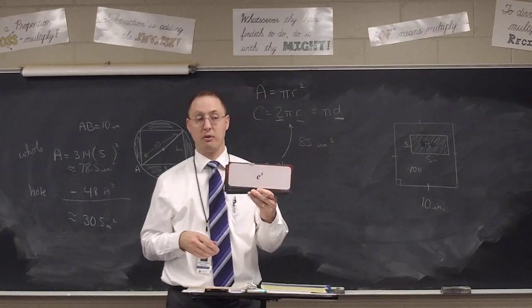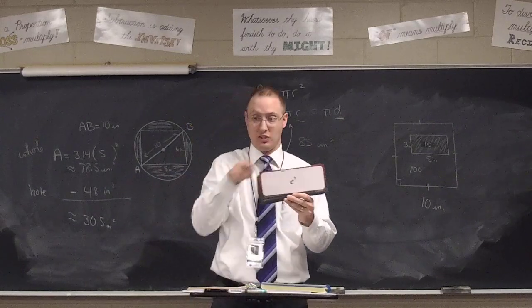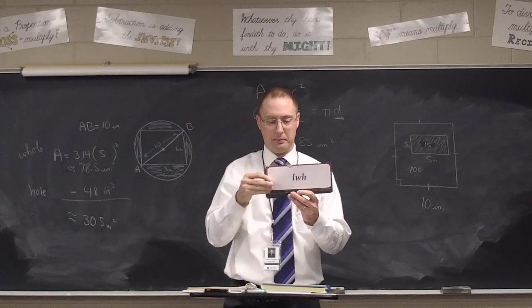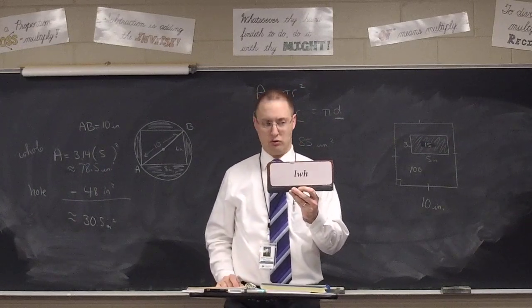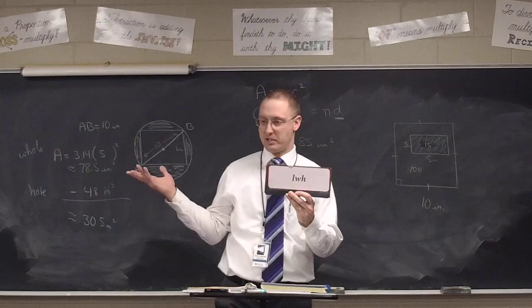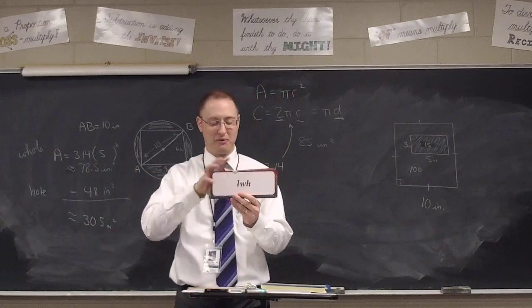Volume of a cube. There's only one dimension given. That's the same all the way around. Volume of a rectangular prism. Rectangular prism, box, but rectangular prism is the technical name for it. Good.